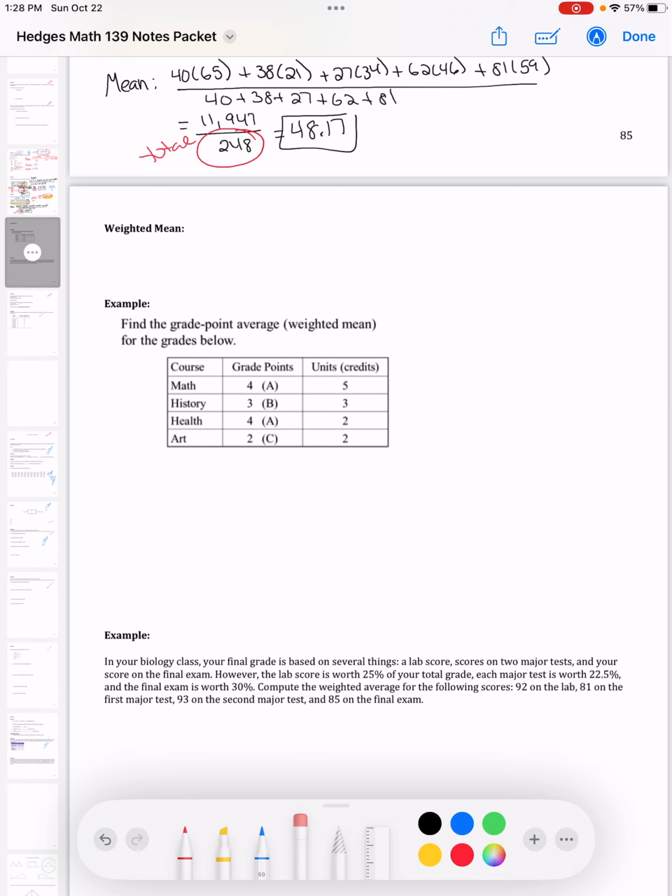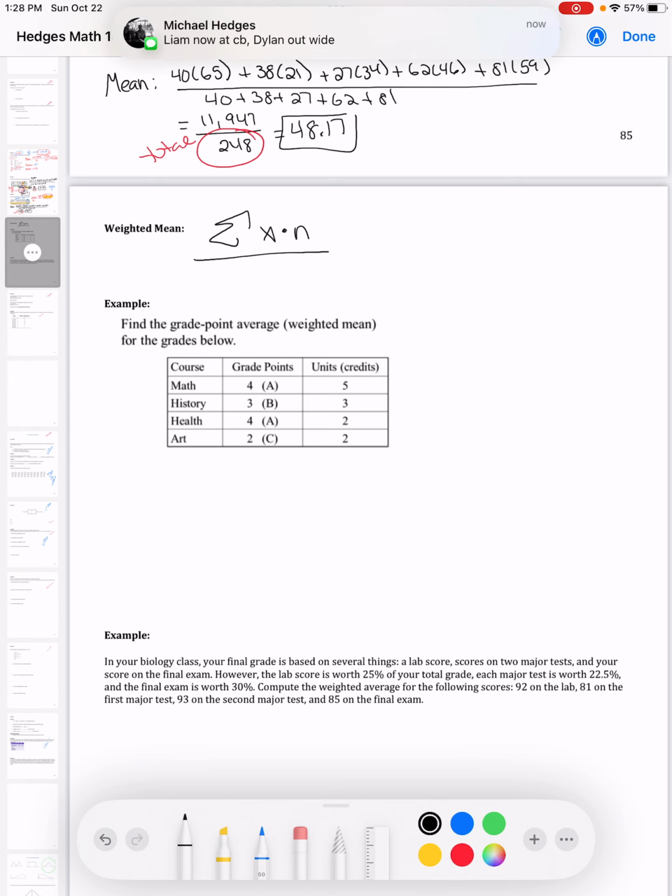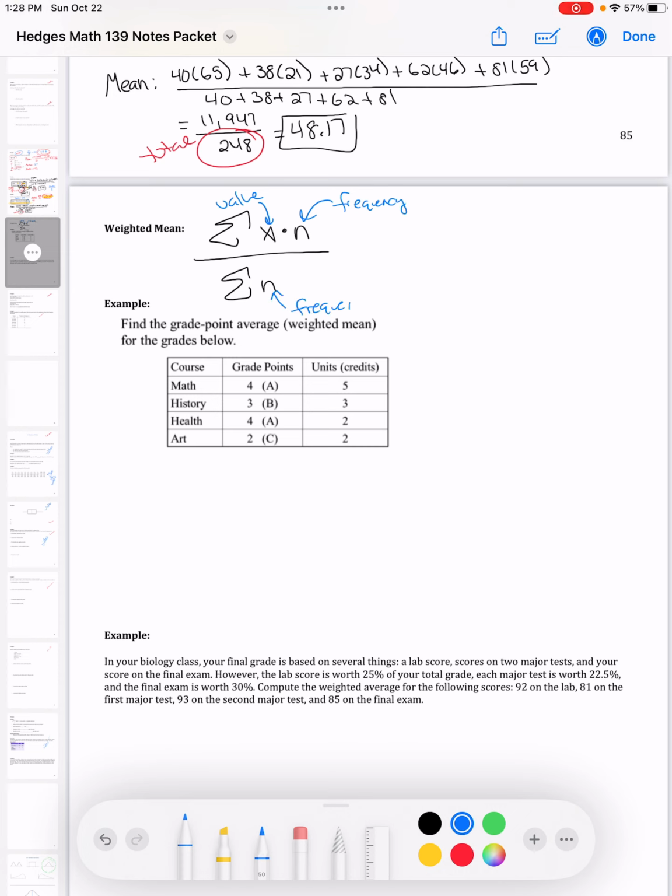So our weighted mean here, the formal definition is we've got that sum, again, where x is our value and n is the frequency. And so we multiply the value times the frequency, and then on the bottom we take the sum of all the frequencies.